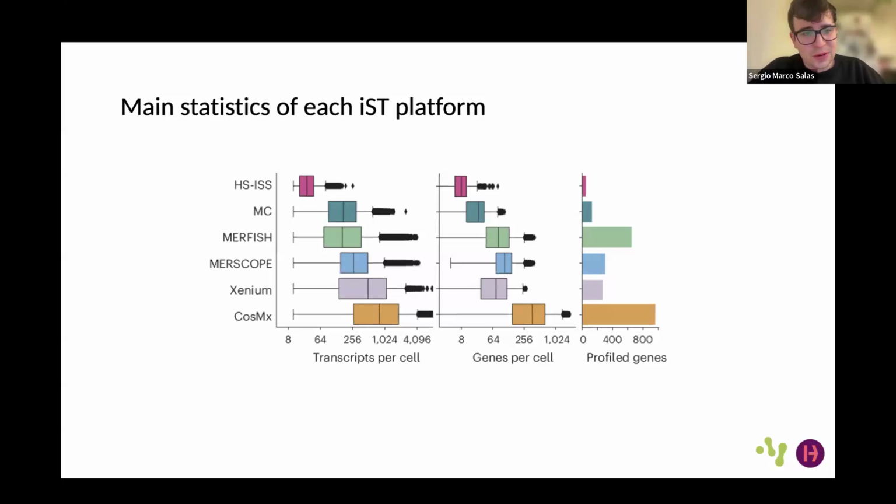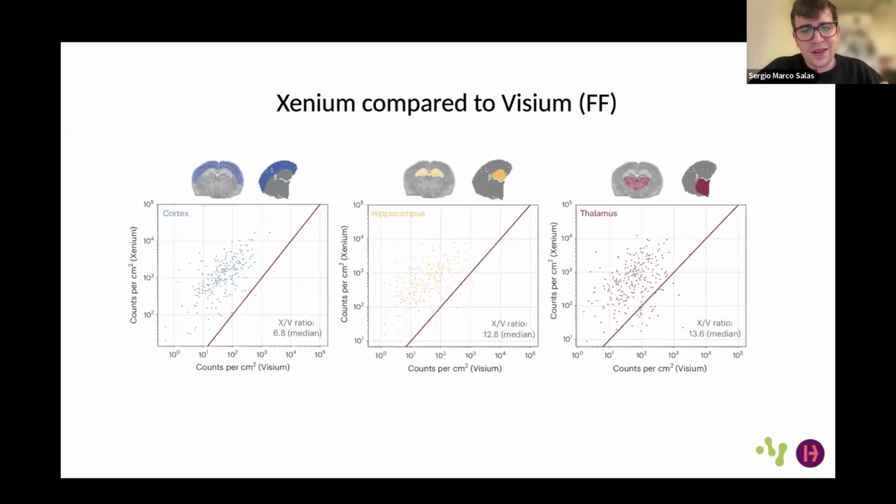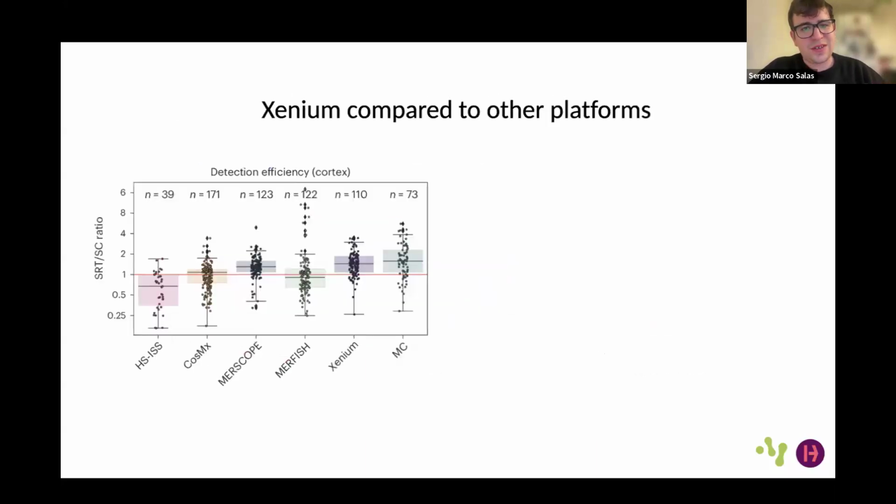So that was the next thing that we did. We tested the detection efficiency of every technology. And for this, what we did is compare the detection efficiency of every gene in every individual technology to the detection efficiency of a reference single cell dataset. And in this case, we used the Allen Brain Cell Atlas, the ABC Atlas, that contains a single cell dataset that we could match with the section that we used for this study.